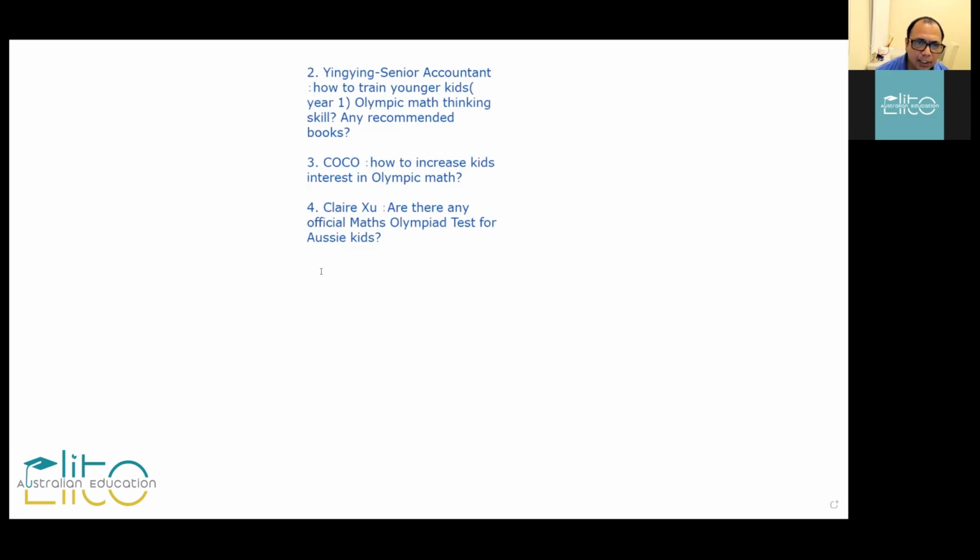The third one is, are there any official maths Olympiad tests for Aussie kids? There are two actually. When I say two, I mean there are two organizations that conduct it. The first one is done by APSMO. I'll write it down. They do it for years 5 and 6 and years 7 and 8. The second one is AMC, which is the actual maths Olympiad for Australia. This one is a lot harder.